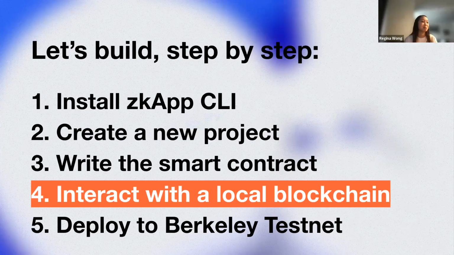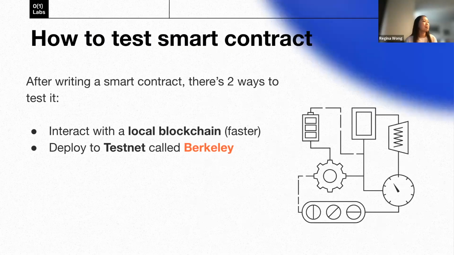So we're interacting with the local blockchain. There are a couple ways we can test smart contracts in general with ZK Dapp. We can either interact with the local blockchain, or we can deploy it to a testnet called Berkeley, which we'll do at the end.